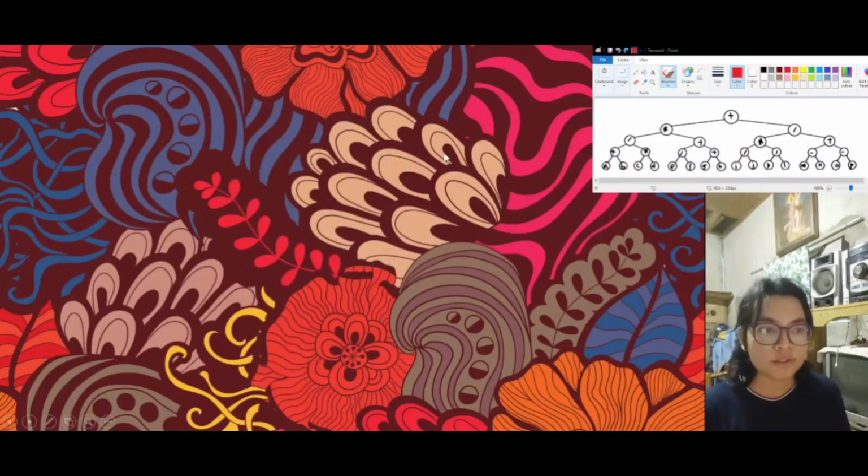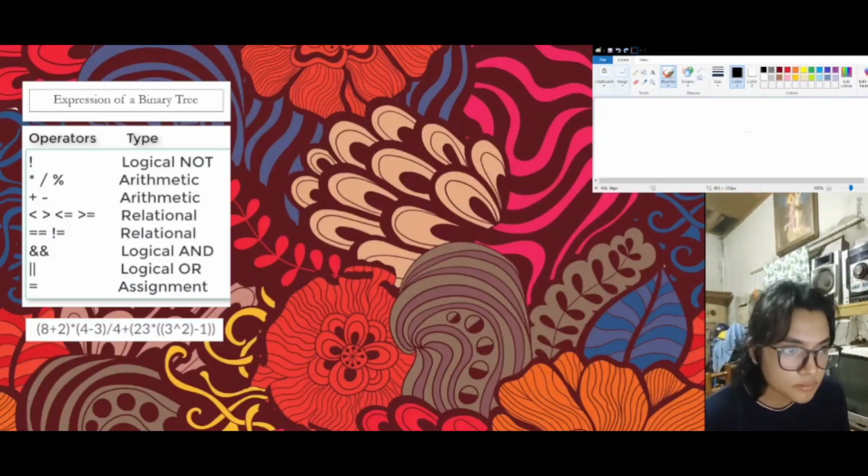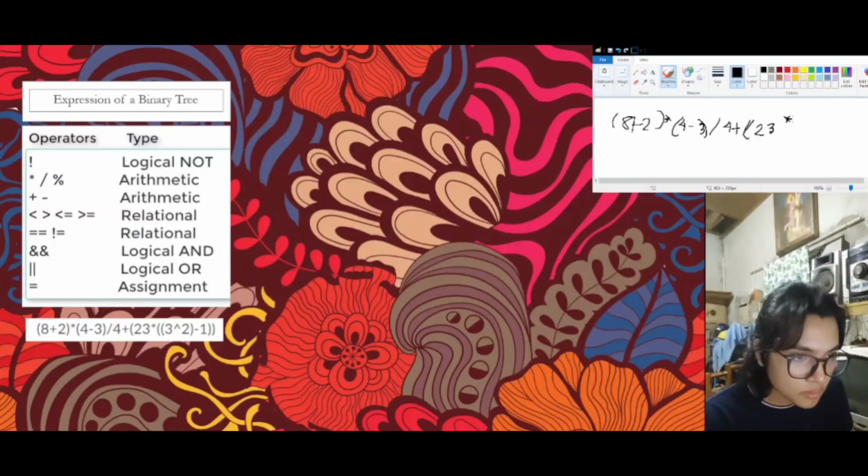So we're going to start explaining how we put them into a binary tree. So let's start. Let me clear this first. Okay, so in an expression 8 plus 2 multiplied by 4 minus 3 divided by 4 plus 2, 23 times 8.